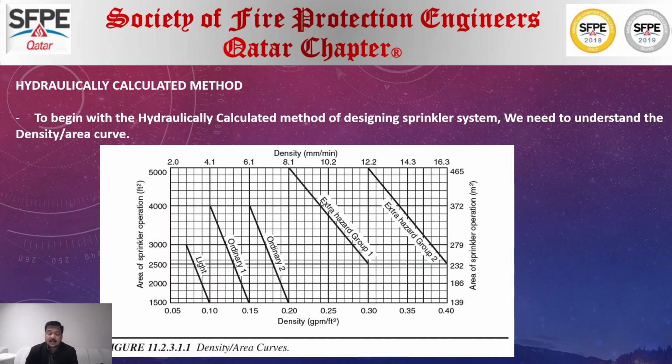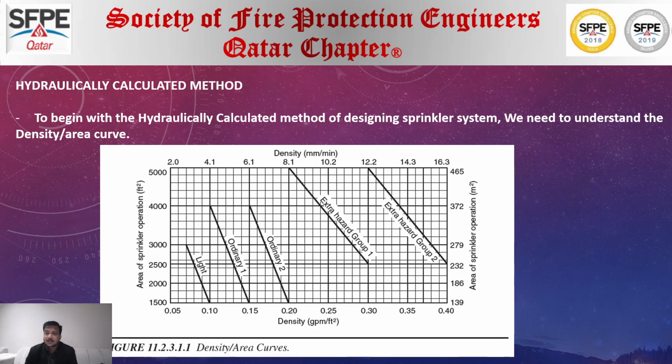And if you look at this line, the extra hazard group 1 minimum area of sprinkler operation starts from 2500 square feet, whereas the ordinary and light starts from 1500. Now imagine you have a building with an area less than 2500 square feet, but it is classified as an extra hazard. So how do we calculate in this scenario?